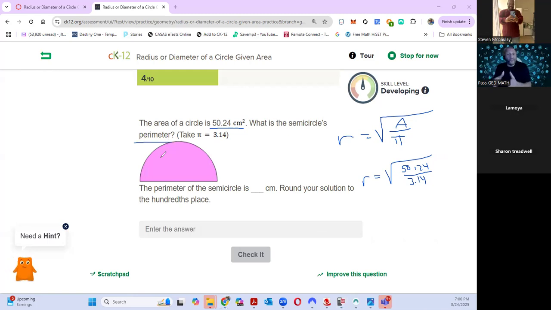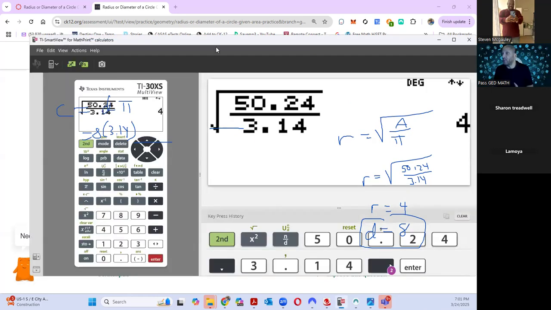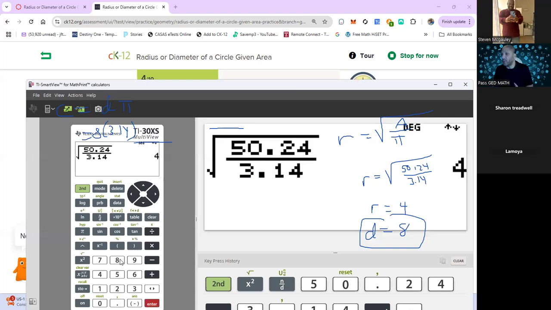In order to figure out the circumference, we need to either know the radius or the diameter. Now that we know the radius, what would the diameter be? 8. So all we need to do, we know from our formula sheet that the circumference is the diameter times pi. We know the diameter is 8, so 8 times 3.14. Let's grab our calculator and do 8 times 3.14.